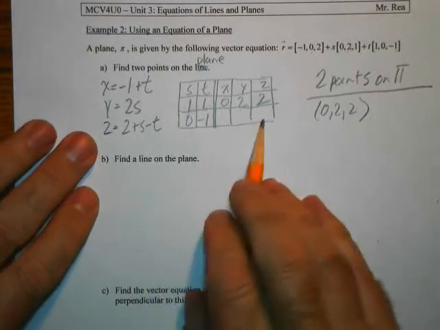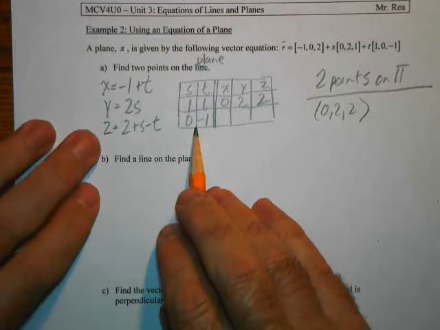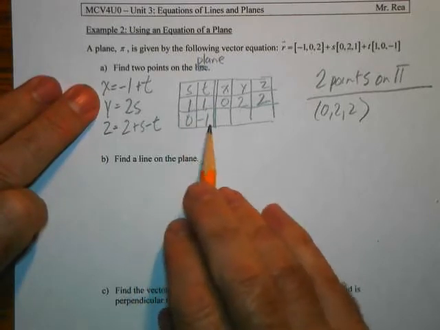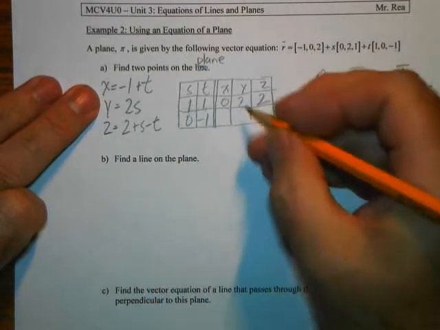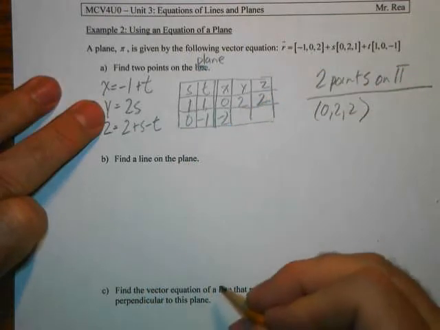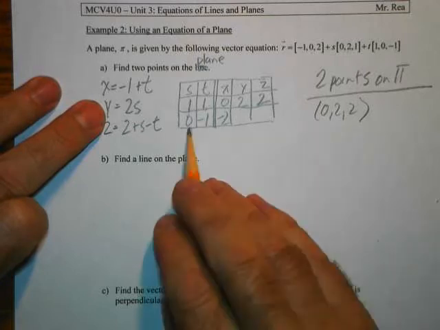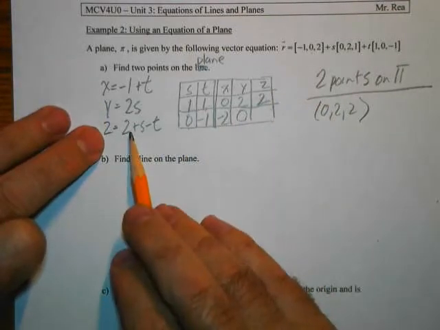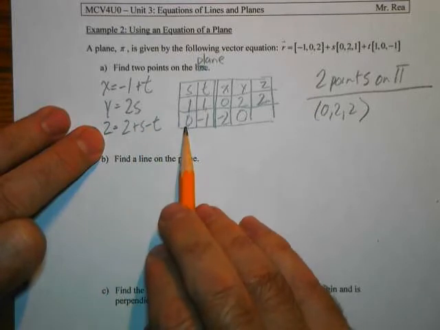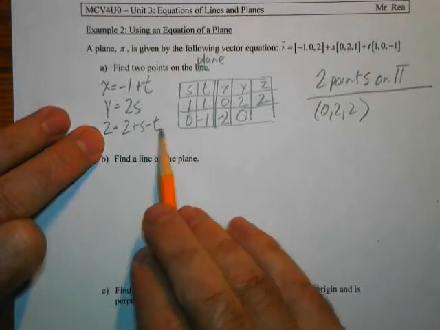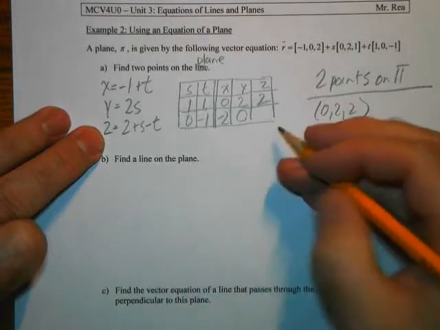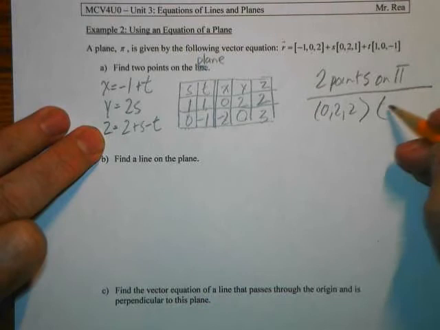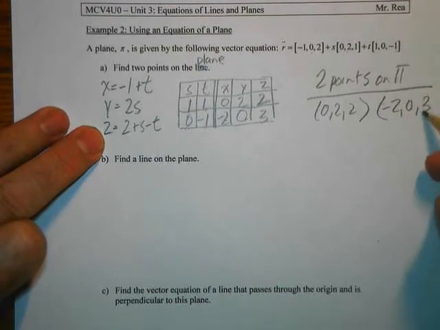Okay, if I do the same for this combination of s and t, I've got x equals -1 plus t, so that's -1 plus -1, -2. Y is equal to 2s. Well, s is 0, so y is also 0. And z is equal to 2 plus s, so that's still 2, minus -1, so that would be 3. So my second point is -2, 0, 3. And I've got my 2 points.